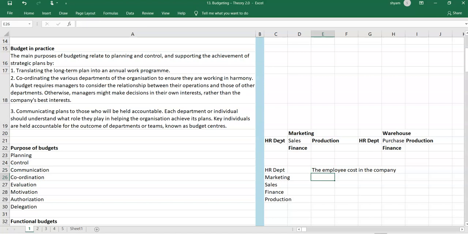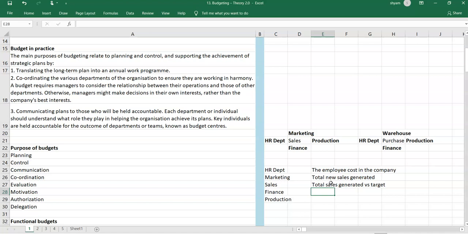Okay, so marketing has to tell the total new sales generated, total sales generated versus target. Finance would be, they have to reduce the finance cost in some manner for the overall department.